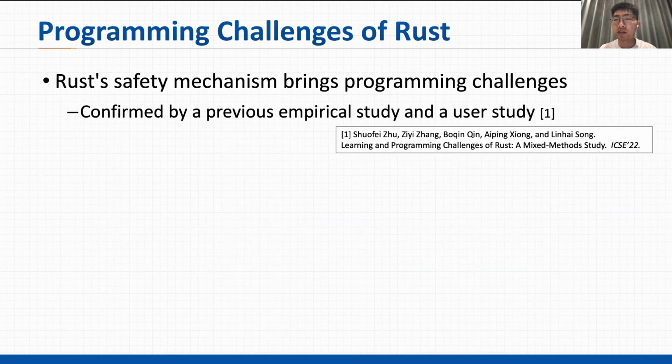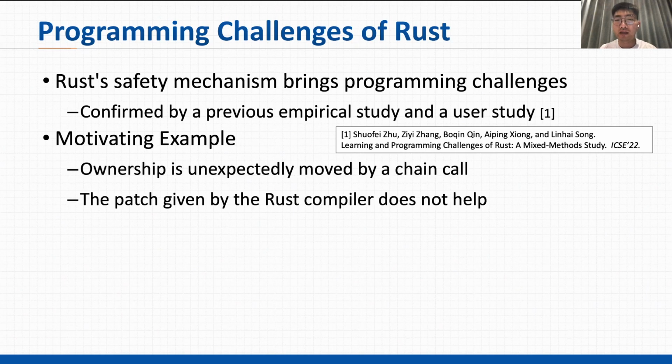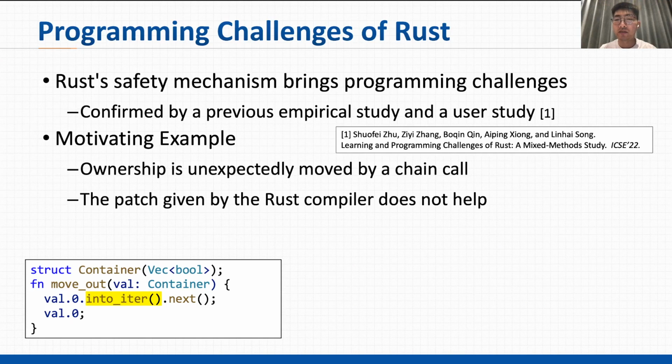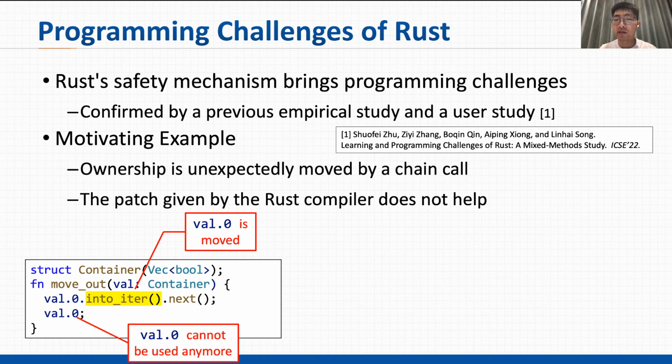Unfortunately, Rust's safety mechanism brings programming challenges to its programmers, confirmed by a previous study. Here is a motivating example. In function moveout, the parameter val is a struct, which contains a vector that can be accessed by val.0. In the function body, val.0 is moved according to a method call, even if this variable is not passed to the method into_iter explicitly. Then val.0 cannot be accessed anymore.